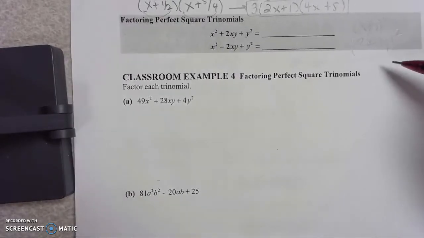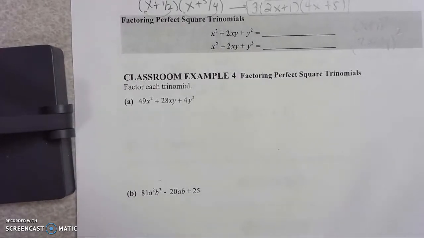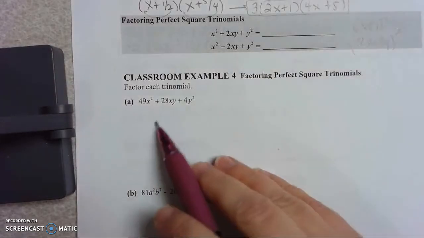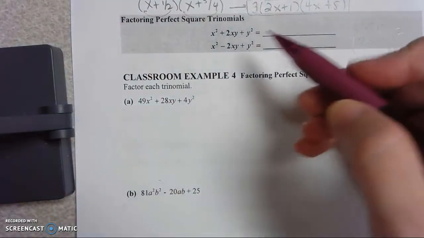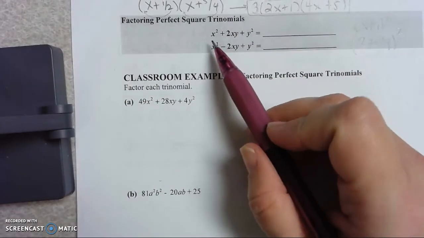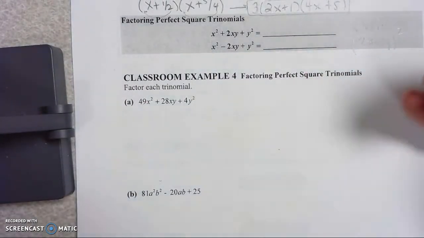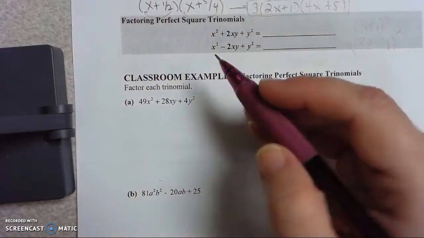Right, x plus 7 squared and 2x minus 3y squared is when I take a binomial and I multiply it times itself or square it. And that results in the perfect square trinomial. So if I can recognize that I have a perfect square trinomial, it's much easier to factor it out.